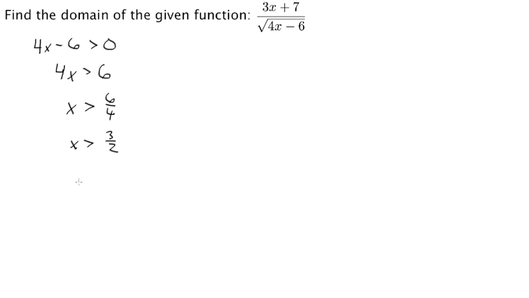So in interval notation, I always want us to write our final answer in interval notation. Our lowest bound is 3/2. We don't want x to equal it, so we'll use an open bracket. And then we're not specified an upper bound, so we go all the way to infinity. So the domain of the function here is 3/2 to infinity.